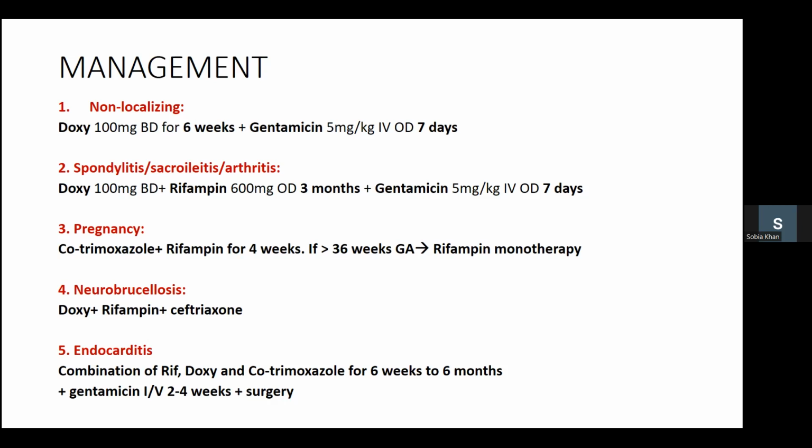Coming to neurobrucellosis, a combination of 3 antibiotics is recommended, and the treatment should be continued until there is normalization of the CSF. Then endocarditis: the additional thing in endocarditis is that surgical intervention is also required, along with prolonged duration of antibiotic therapy.